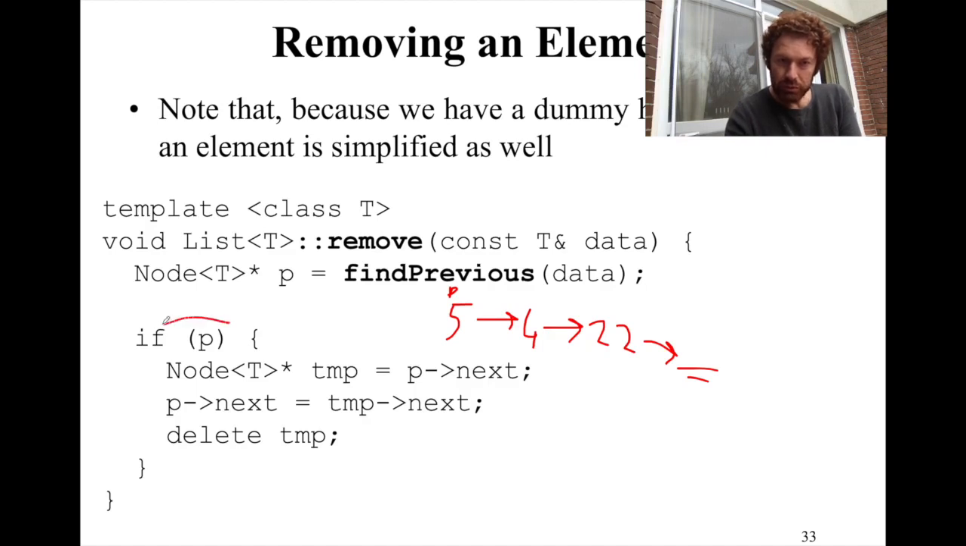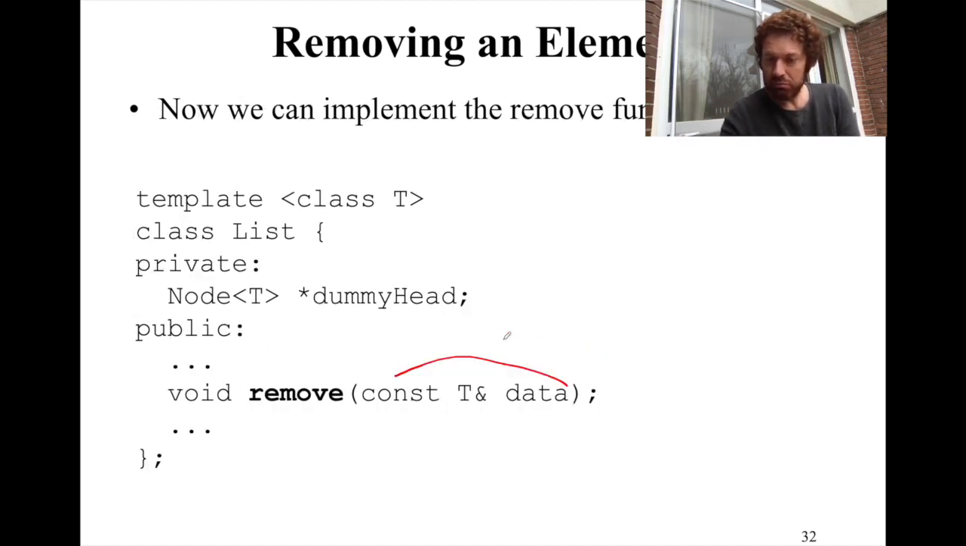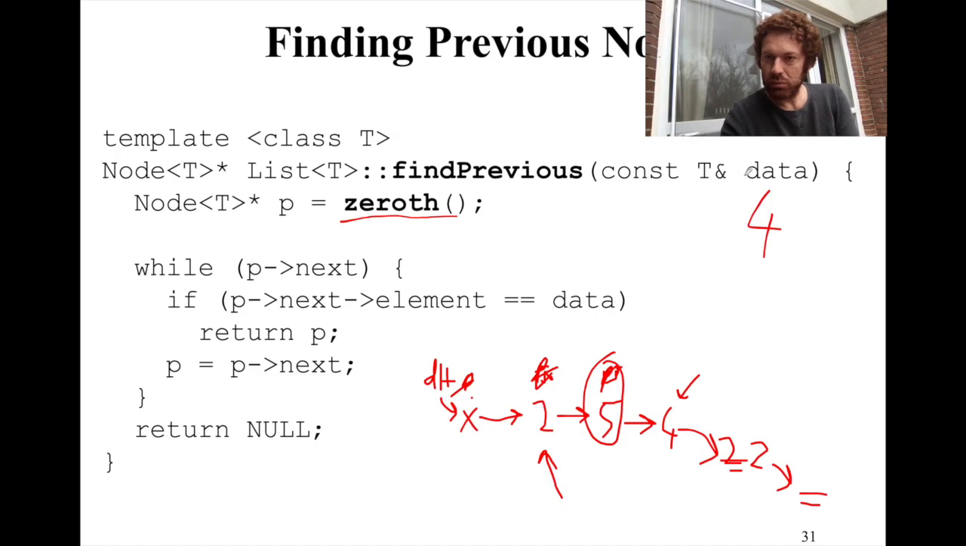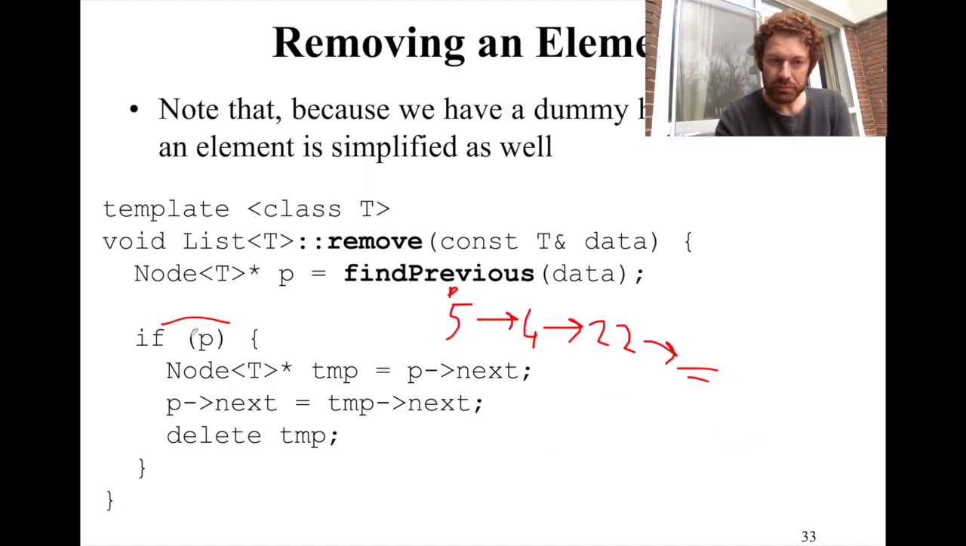So if there is a previous, by the way, if I try to delete 14, which doesn't exist here, then this will never be able to return that previous, so it will return null, because there is nothing preceding 14 in this linked list. Then since p is null, I do nothing, I just quit. But in this case, I luckily have a previous which is called p.